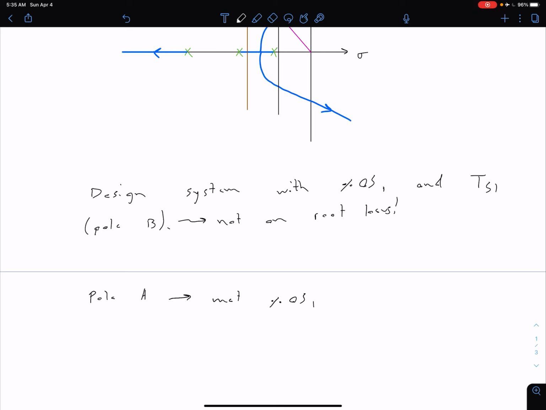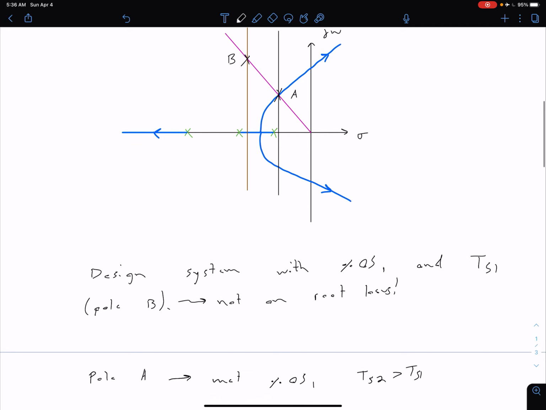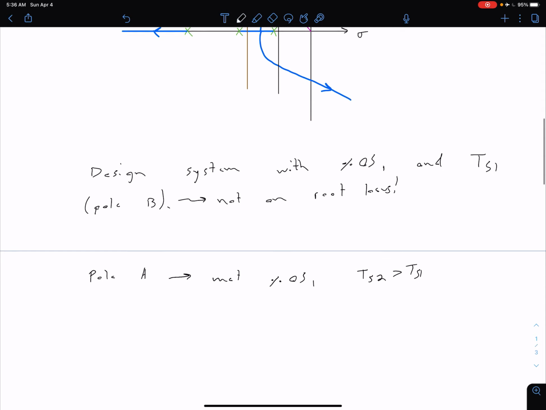So we have that percent overshoot 1, but we have this TS2, which is going to be greater than TS1, which is, of course, undesired. So there's really nothing else that we can do with gain adjustment. Similarly, we could choose this point down here if we wanted that settling time TS1, and actually we can't really choose that point, I'm realizing, because of course we don't have an underdamped response there. So that's going to be an underdamped response, and so maybe that response time is just going to be too long for whatever system we're talking about, so we don't even want to consider that.